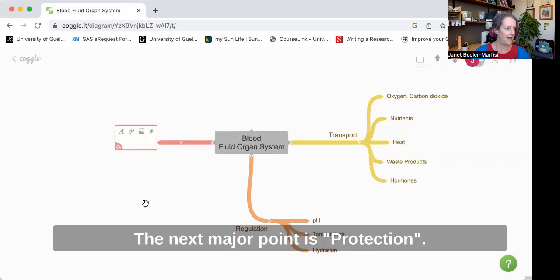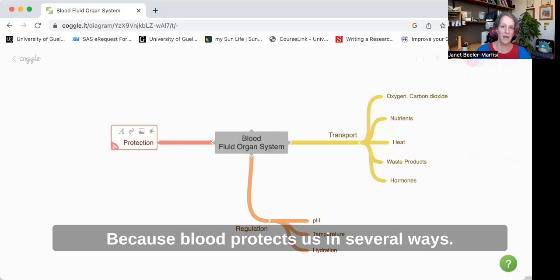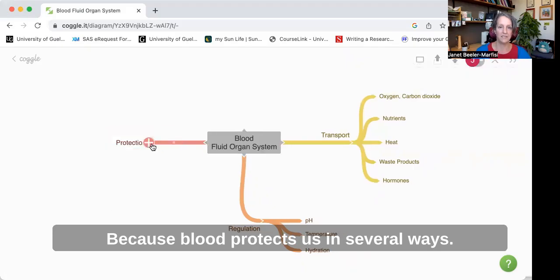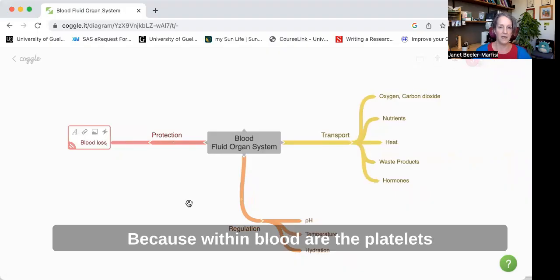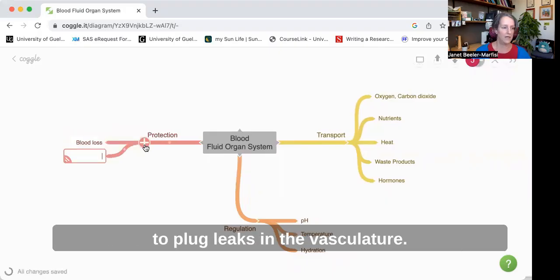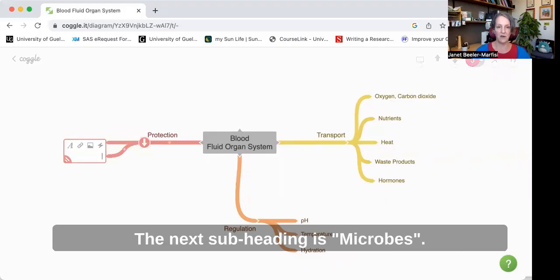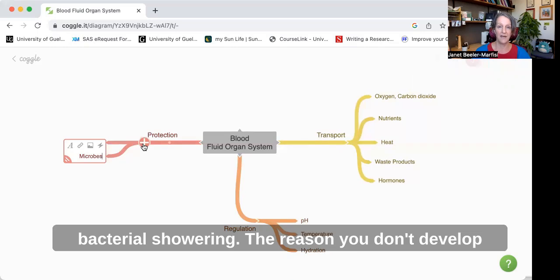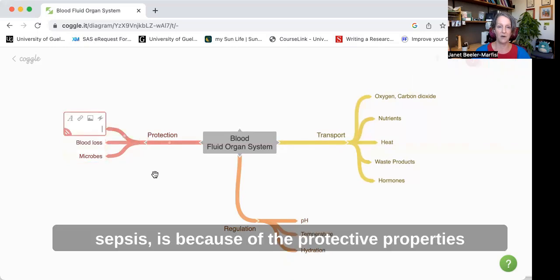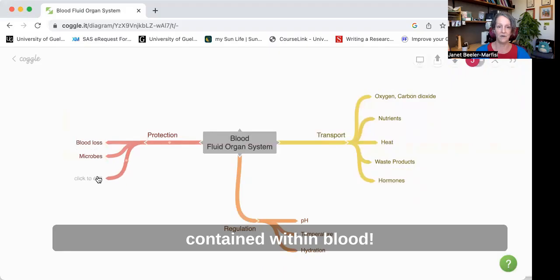The next major point is protection, because blood protects us in several ways. The first subpoint is blood loss, because within blood are the platelets and coagulation factors that come together to plug leaks in the vasculature. The next subheading is microbes, because every time you brush your teeth, go to the toilet, eat, gargle, you cause bacterial showering. And the reason you don't develop sepsis is because of the protective properties contained within blood.